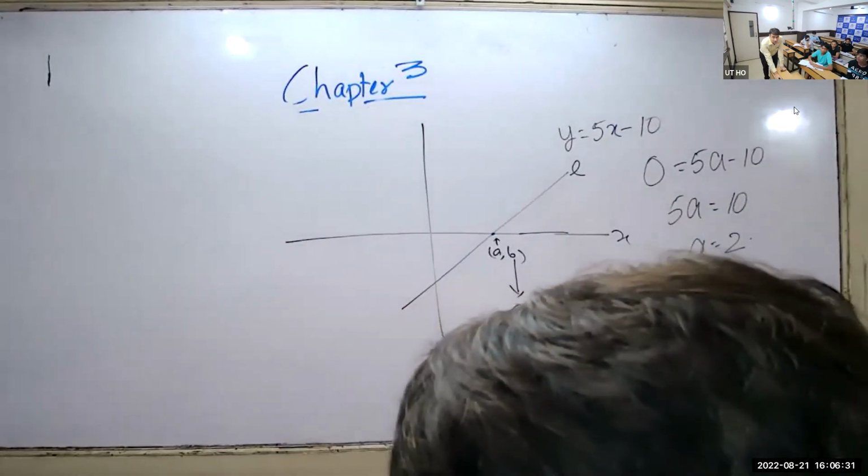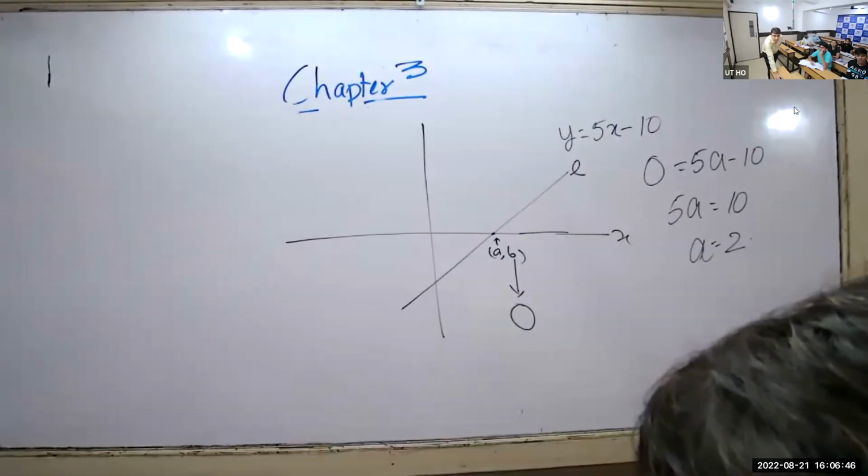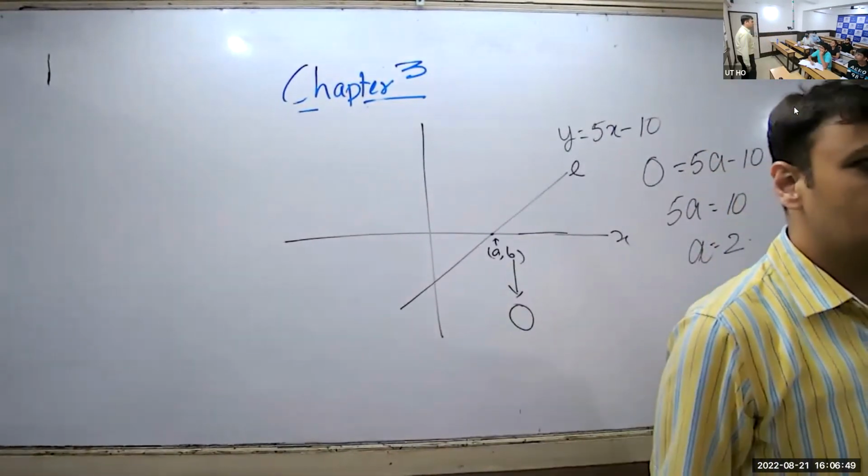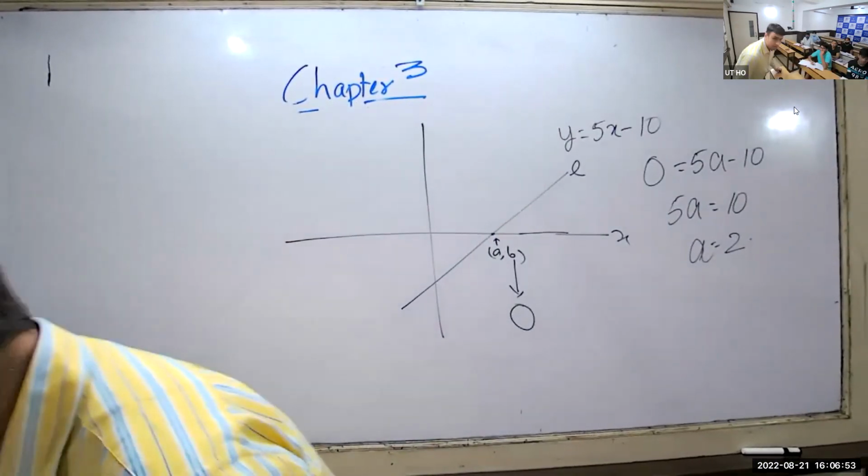What's the time by your watch? 137. Okay. So there are some more problems left. Possibly we'll have to conclude our class right now. Can I take 5 minutes? Okay. Let me take 5 minutes.